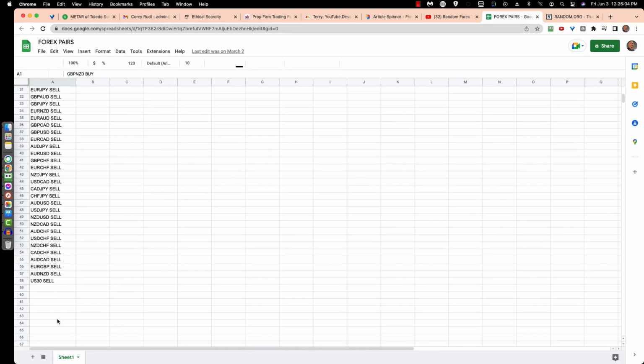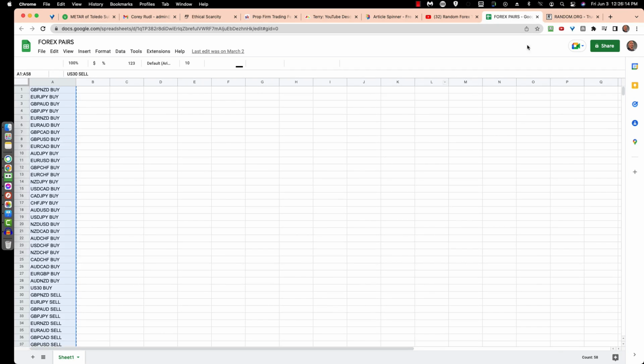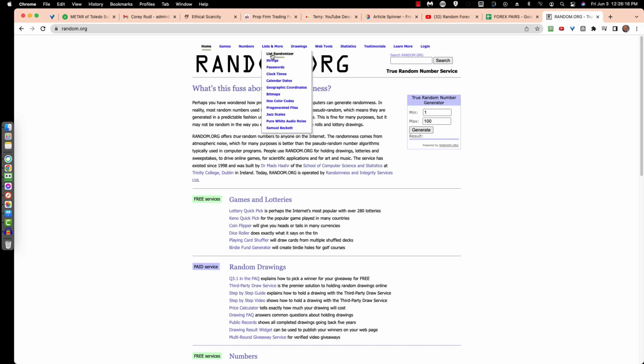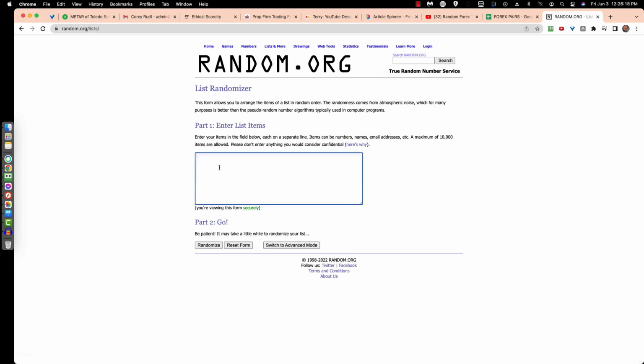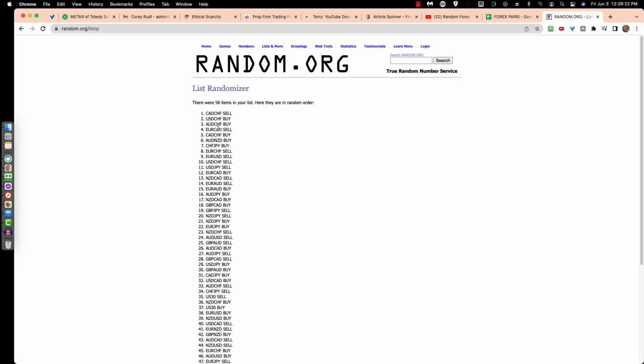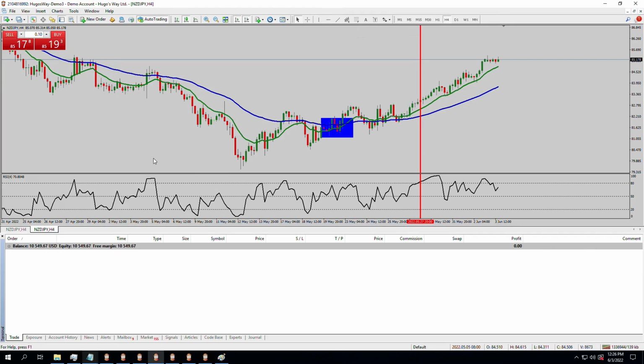Each one has a buy and a sell next to it. Let's go ahead and copy this. And now we'll go over to random.org, go to the list randomizer. I'll paste it into the box, randomize, and our very next trade is CAD Chief Sell. CAD Chief Sell.